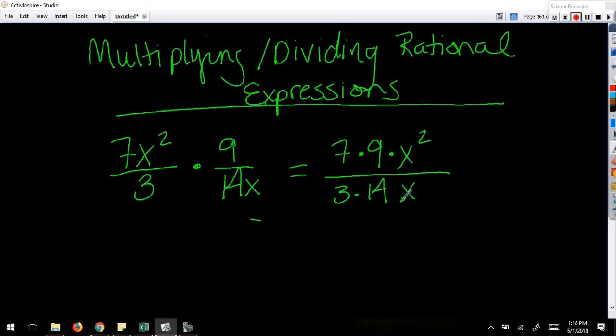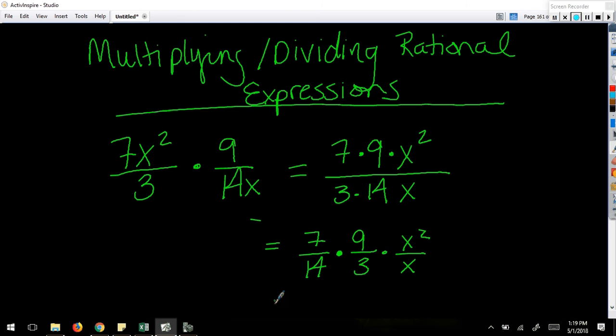Now we can start to simplify the fraction here. If you know the canceling out technique, it's a really easy technique. Because I know 7 and 14 are factors of each other, I'll put those as a fraction here. 9 and 3 are also factors of one another, and then I have the x squared and the x, so I'm chunking it out here.